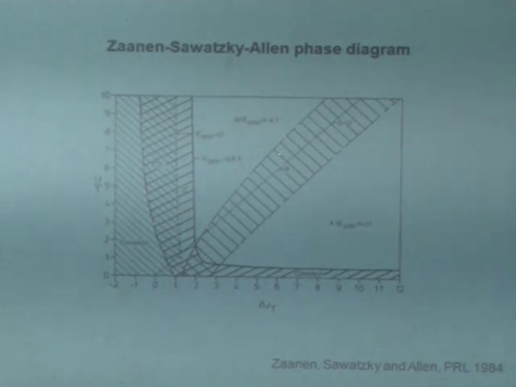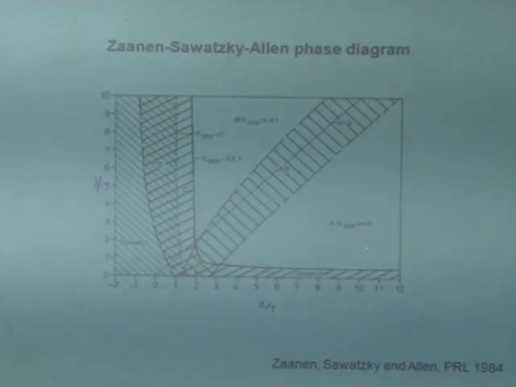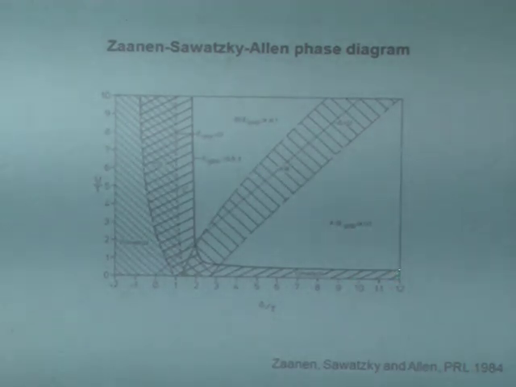So as long as both U and delta are large in this direction, these parts are all insulated. But there is a critical value of U. This is U, a critical value of U. If I go below that value of U, independent of delta, what would happen?